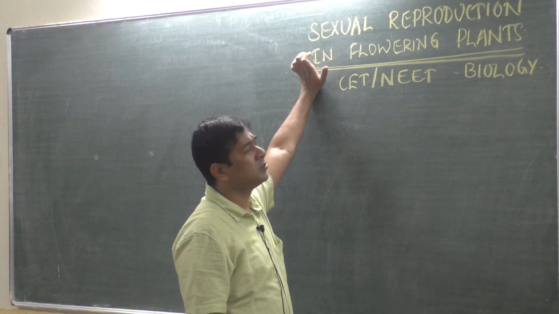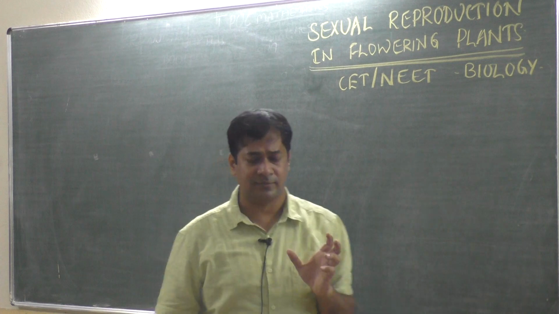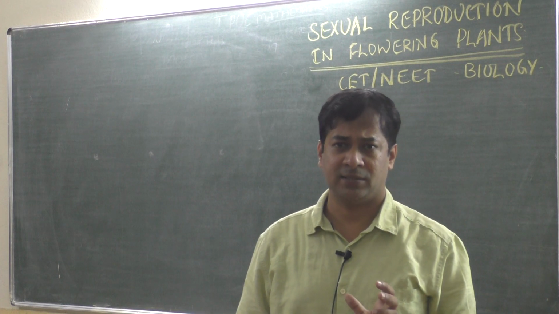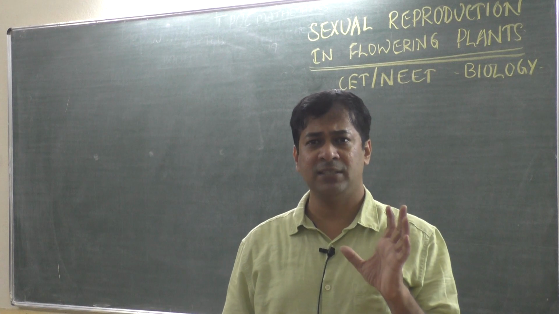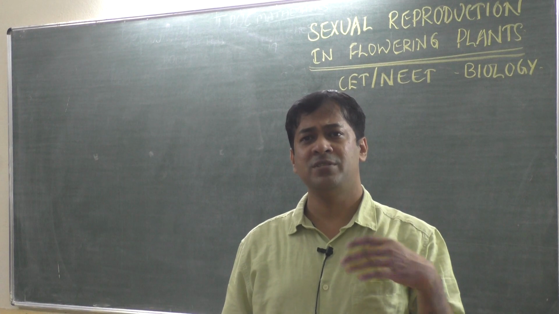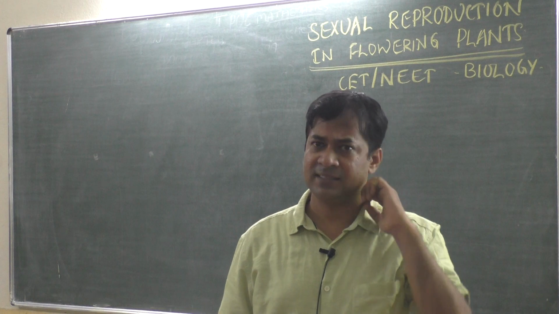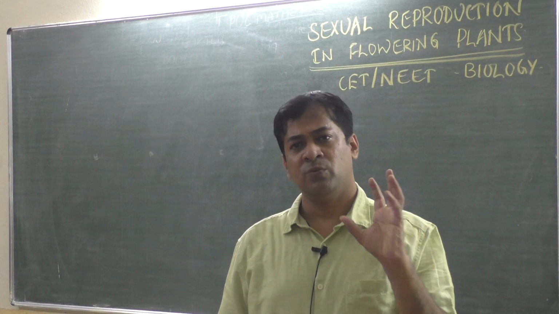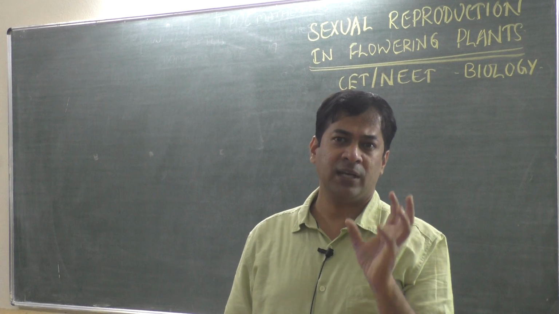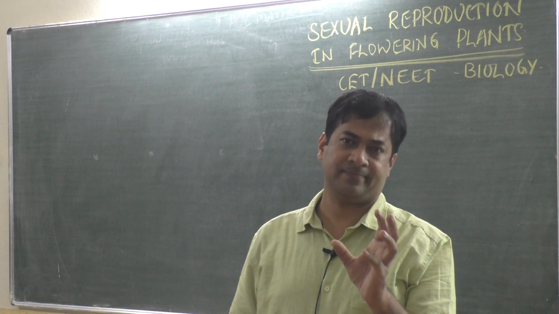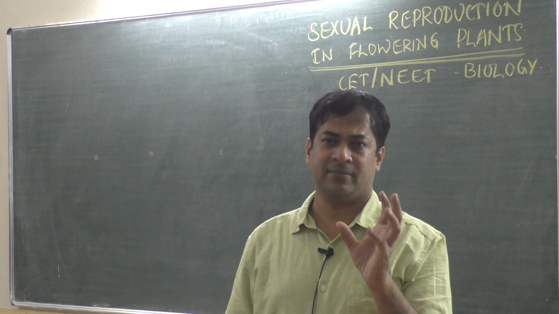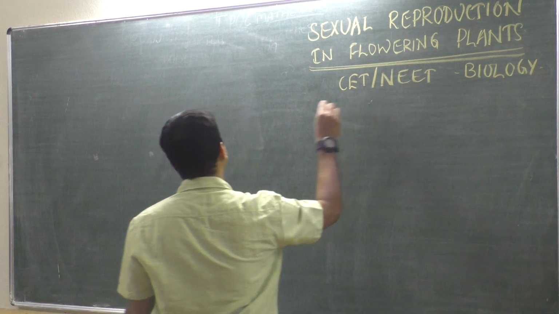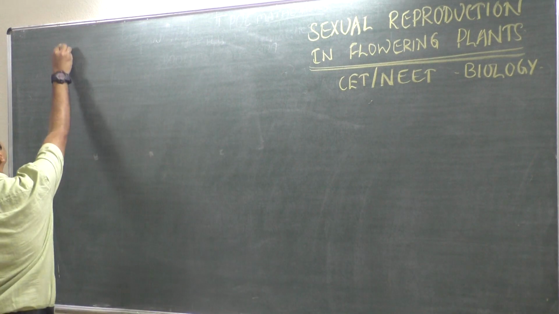Which part of a plant is meant for reproduction? Which part of the plant is involved in producing gametes or sex cells? I am asking the question in different ways, but the answer is the same. Which is the sexually reproductive part of the plant? That is the flower. Flower is the reproductive part of the plant.